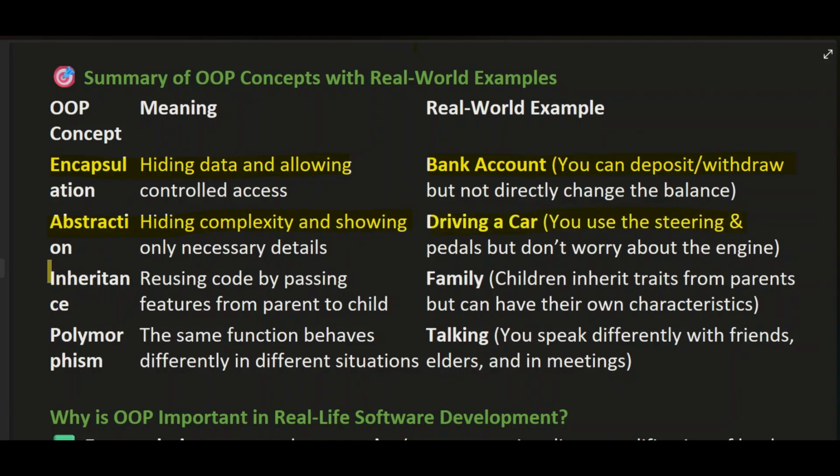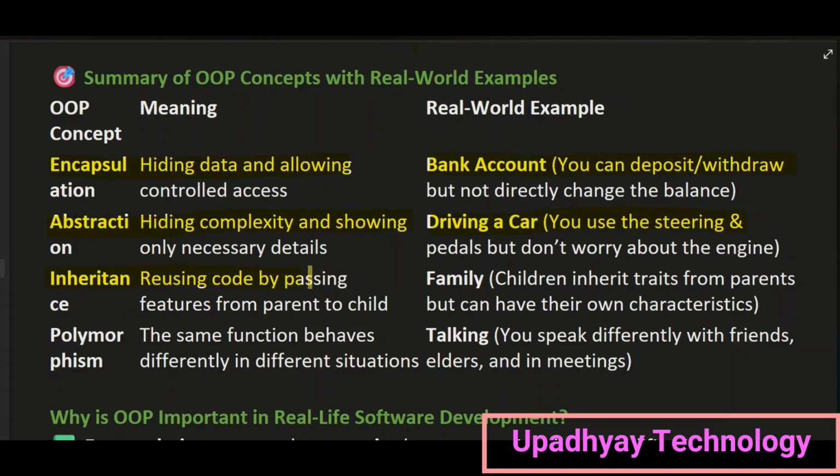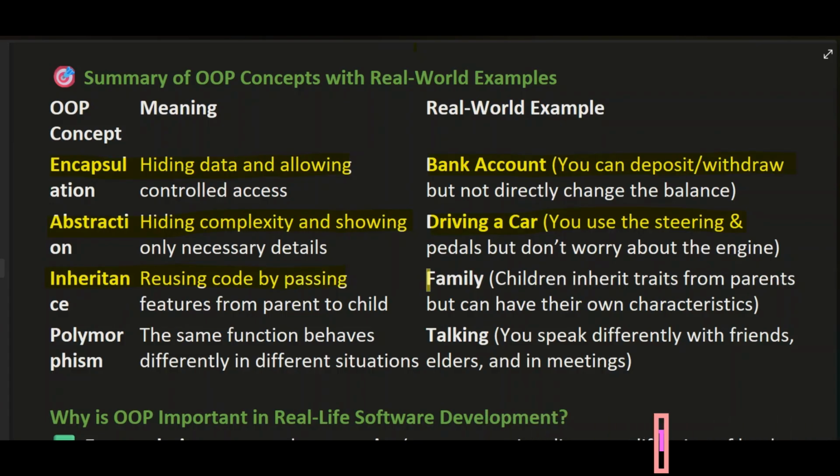Inheritance: reusing code by passing features from parent to child; family. Children inherit traits from parents, but can have their own characteristics. Polymorphism: the same function behaves differently in different situations; talking. You speak differently with friends, elders, and in meetings.